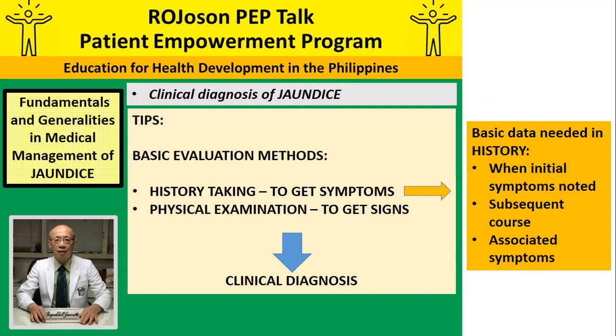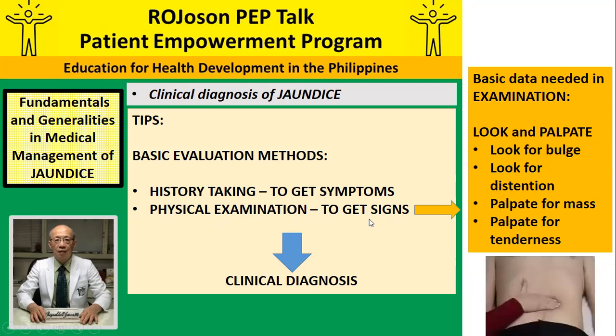The minimum or the basic data needed in the history taking, the symptoms, is, we ask first, when was the jaundice noted? Okay. And then what's the subsequent course? Is it subsiding? Is it progressing? Okay. And then what are the associated symptoms like fever, like abdominal pain? Okay. So these are important data that will be used for the evaluation to come out with a clinical diagnosis.